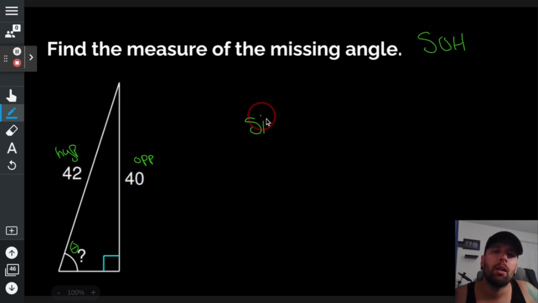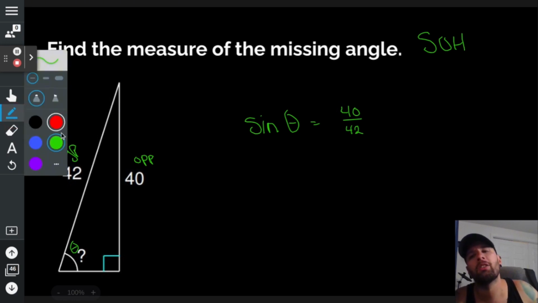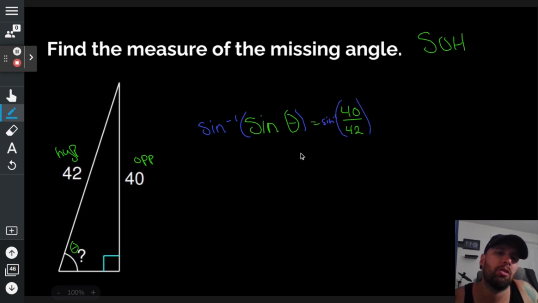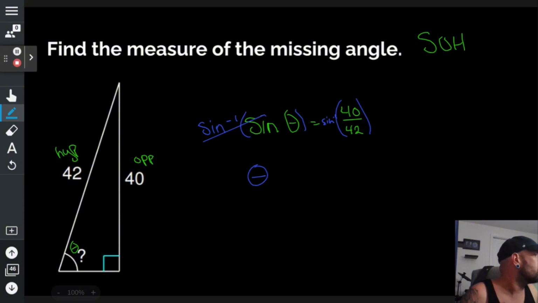Sine of theta is going to equal the opposite, which is 40. Should have left myself more space. Over 42. Is theta all by itself? No. Sine is in the way. How do I get rid of sine? Inverse sine both sides. That crosses out. And now you are left to find the inverse sine of 40 over 42, which I'm going to do right now. Again, you're going to definitely need a calculator for this.